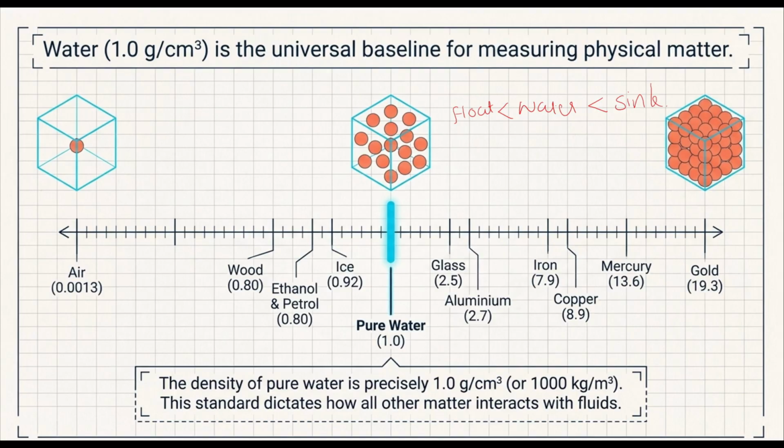Okay. So this is the density of pure water, right? So we have materials with less density, like air, wood, ice, ethanol, etc. And there are materials that have greater density, that are glass, iron, mercury, gold, etc. So these will sink in water and those will float in water.